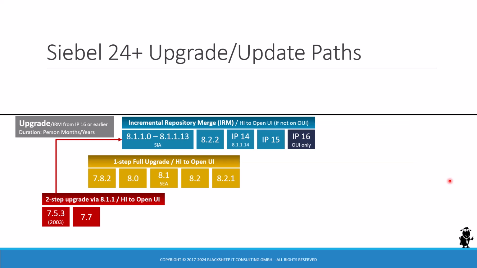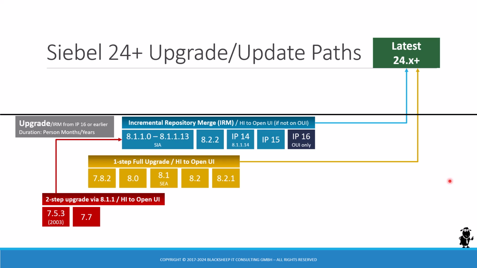So you can go directly from any of these old Siebel versions, including the two-step upgrade, and you end at the latest 24.x, 24.12, or in a few months' time, 25.1 or 25.2 version. So you always go straight to the latest Siebel version. But then, of course, you have the monthly updates.